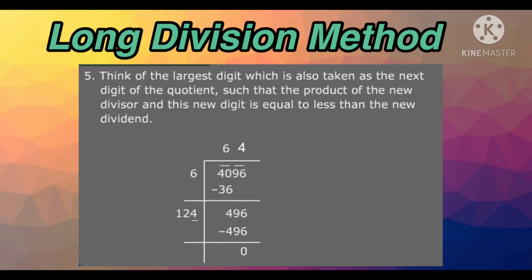Now what we did here: first make pairs starting from the right side. Then choose a number whose product is a perfect square equal to or less than the given pair. Then double the divisor and repeat the process till we get remainder 0.